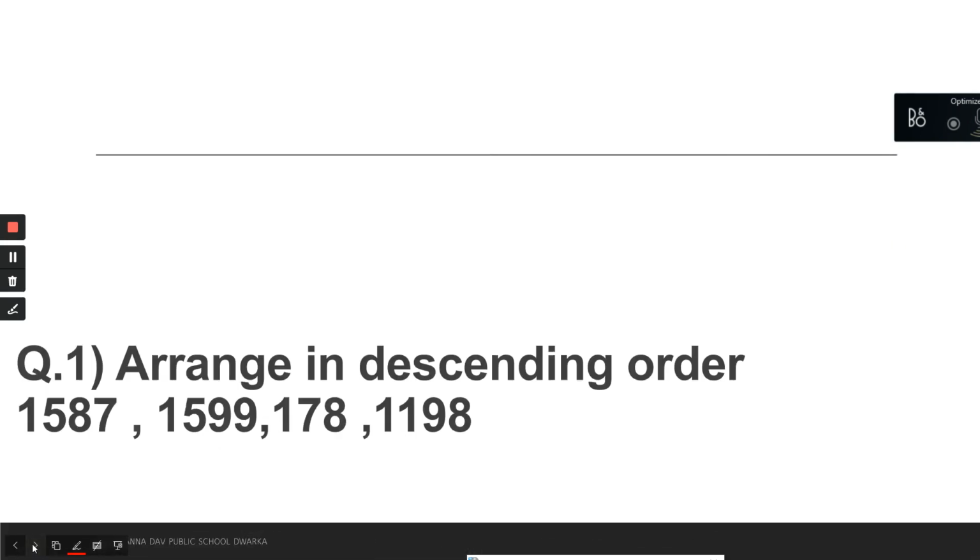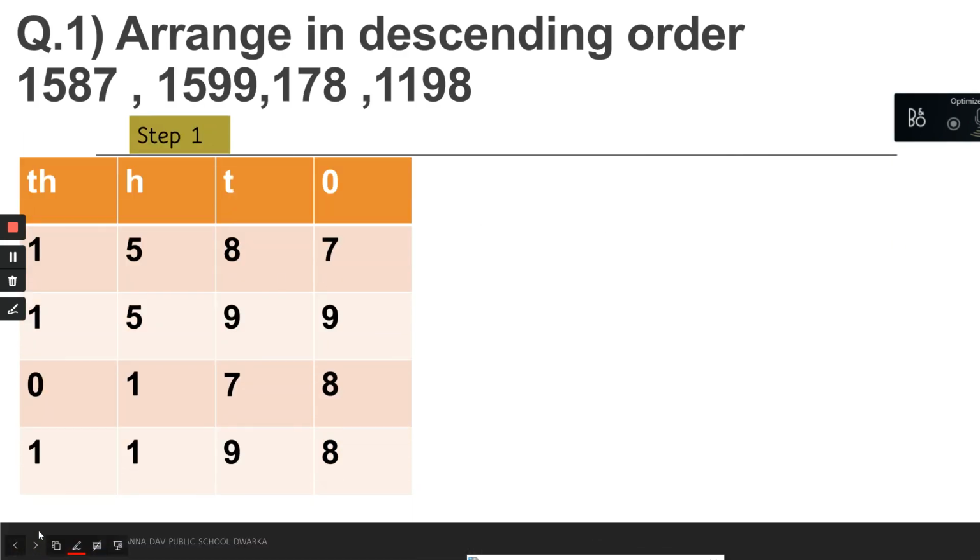Okay, so we take an example. Step 1, we will arrange them like this. Now look at the thousand place. We are doing descending order, that is greatest to smaller. So tell me which digit is greatest? 1, but it is coming 3 times. So move to the next place. Now tell me, out of 5, 5 and 1, which is greatest? 5, but it is coming 2 times. So in these two numbers only, move to the next place.